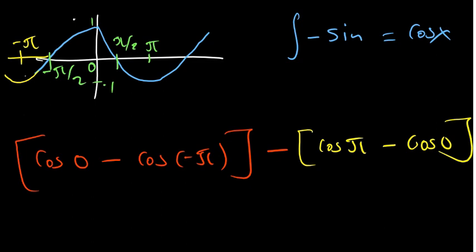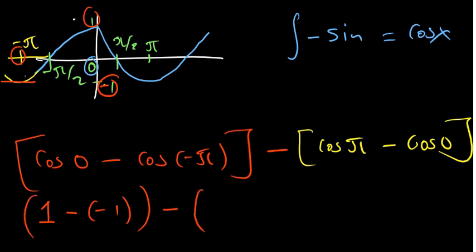So cosine of 0 at this point is a 1. So I have a 1 minus cosine of negative pi at that point, it is at negative 1. So negative 1 minus, for the other part, cosine of pi at this point, I think it's the -1, and then cosine of 0 is also a 1, so minus a 1.